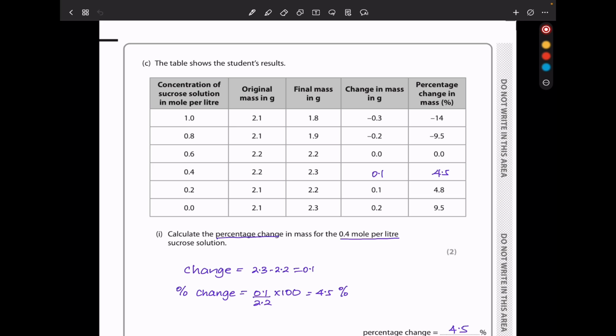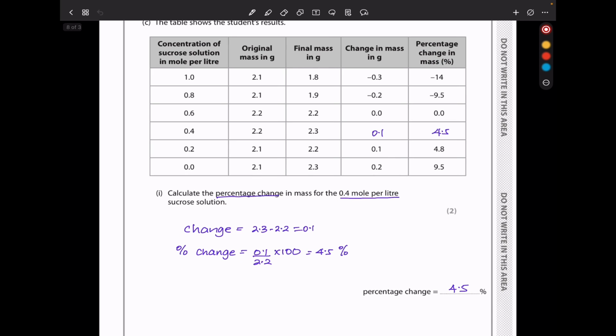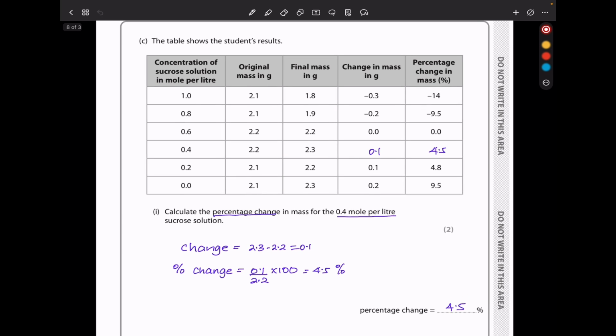In part C, the table shows the students' results. Again, we see for the different sucrose concentrations, we can see the original mass, the final mass, and the change in mass. Then we see the percentage change. The first question says calculate the percentage change in mass for 0.4 molar per liter sucrose solution.